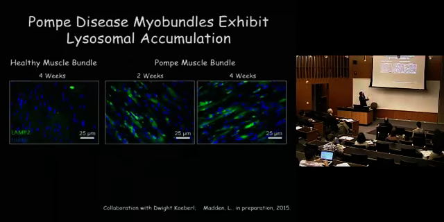And this is another example of a protein called LAMP2, which is a lysosomal protein, and the feature of this disease is an accumulation of this protein in the muscle cells. And indeed, after 4 weeks of culture, in the healthy muscle models we don't see this, but in the disease model we start seeing accumulation of LAMP2, which is indicative of lysosomal accumulation.